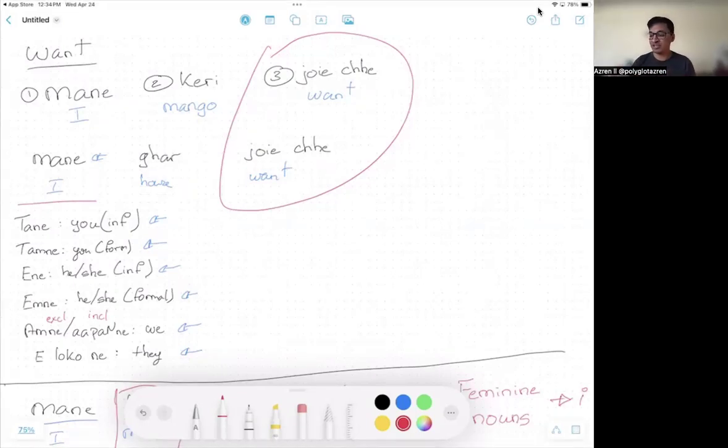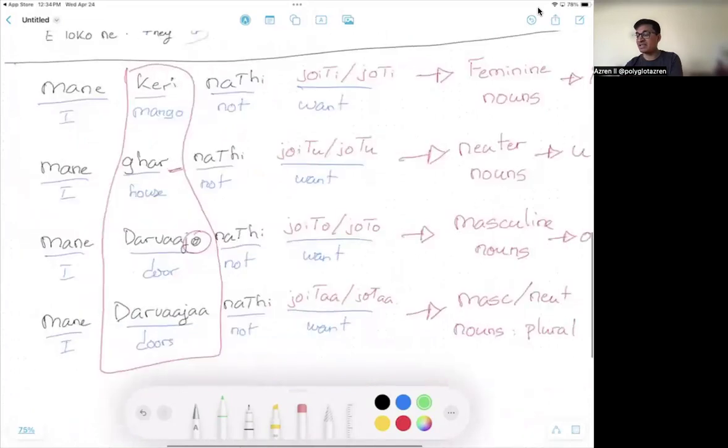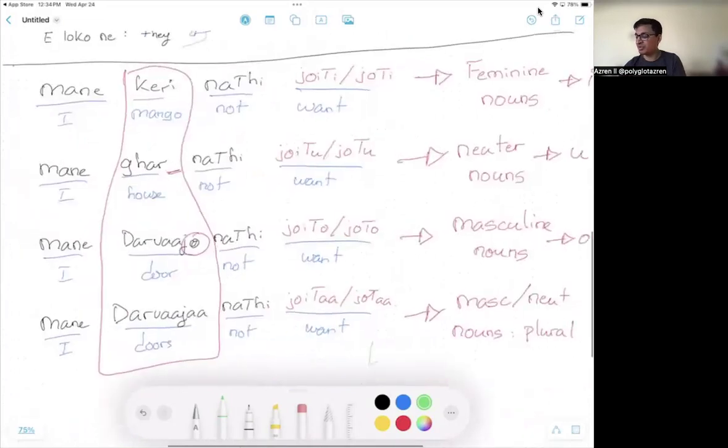Level 2 is, can you switch mane with something else? Tane kaink joye che, tamne a joye che, ene, emne, so on and so forth. That's like a level 2. And level 3, this is where it gets a bit trickier, is where you want to negate it. That gets a bit trickier. That's like a level 3. A little bit harder.